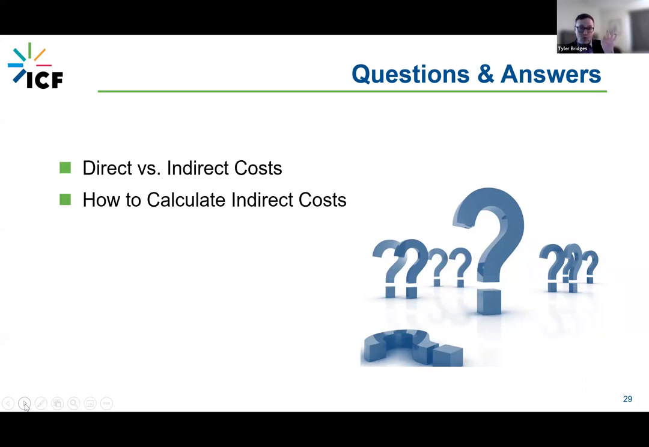So you're always looking, what was my direct cost? Was it admin or not? And then was it an MTDC or not? And then now, can I apply my indirect cost rate, yes or no?